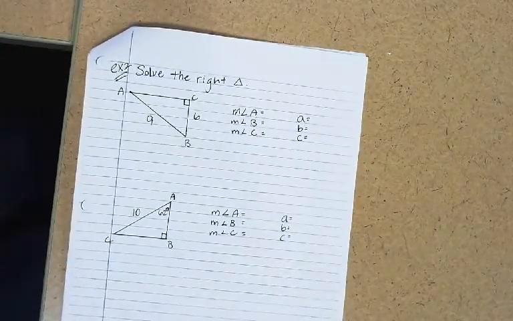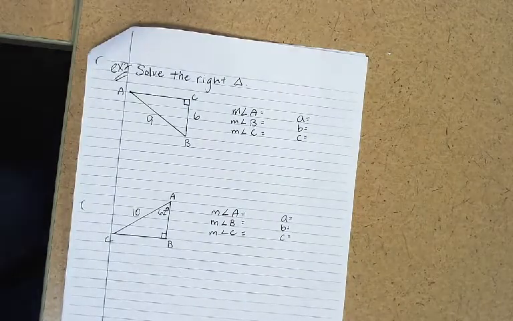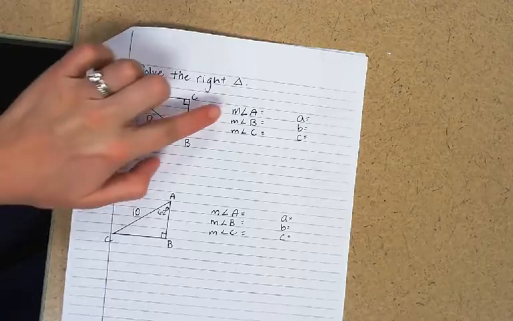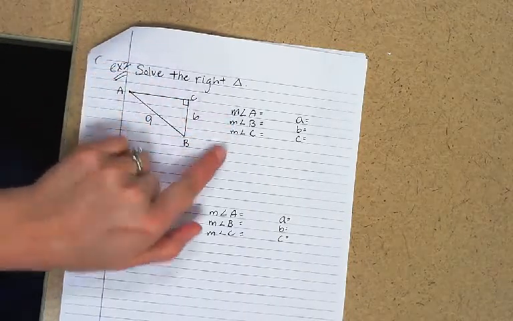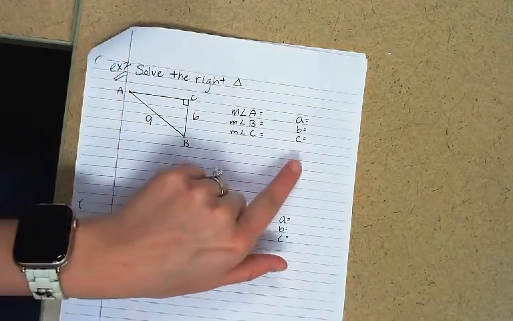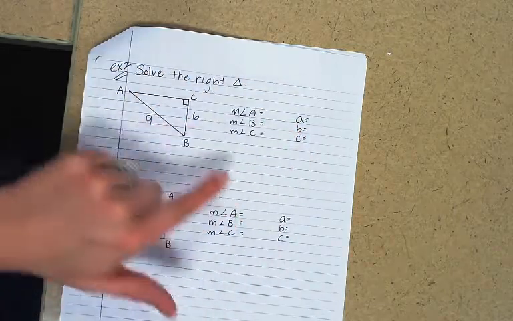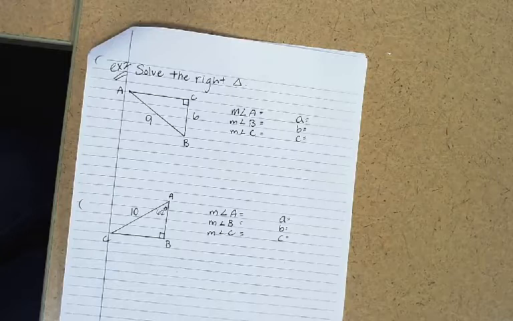Okay, for the next example, we're going to solve the right triangle. The way you're going to do this every time is you're going to write out the measure of angle A, measure of angle B, measure of angle C, and then remember the side opposite each is the lowercase a, b, c. So you have to write out all 6 every time, and we have to figure out what they are.